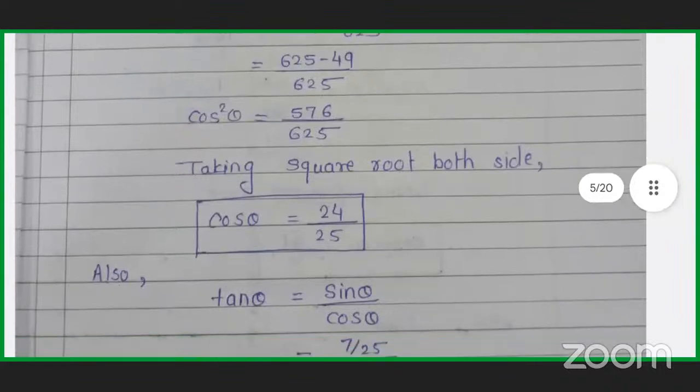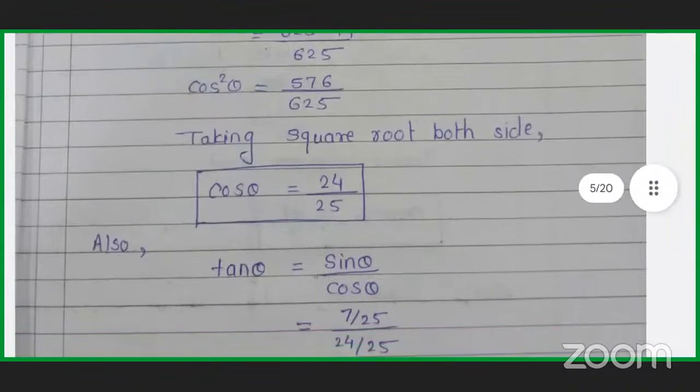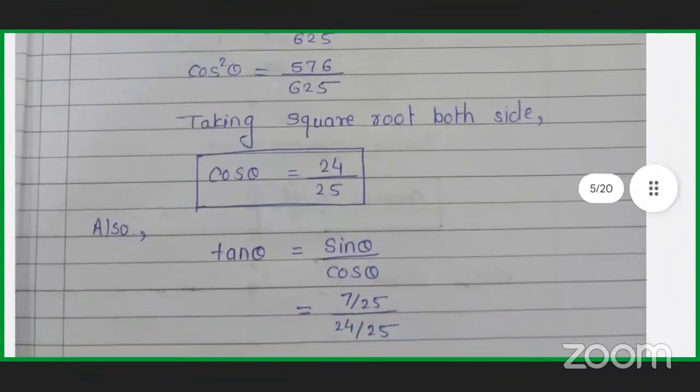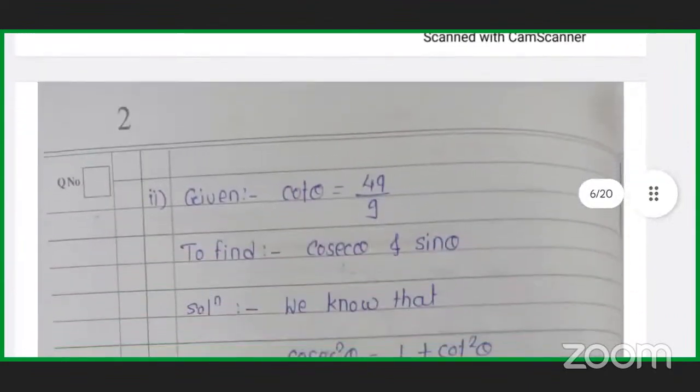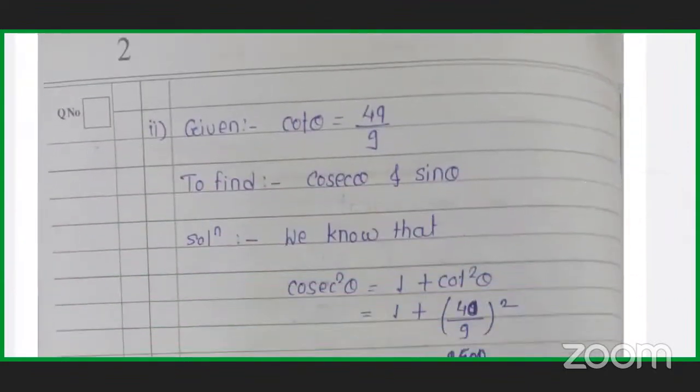Then what is the value of tan theta? Tan theta is nothing but sin theta upon cos theta. Sin theta is nothing but 7 upon 25. Cos theta is 24 upon 25. That 25 gets cancelled. So tan value is 7 upon 24. Then we have to just focus on the second question.